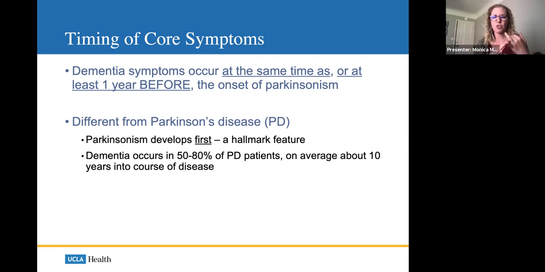So they're going to have these visual hallucinations and the sleep disturbances before the physical changes. It's more of a cognitive change before physical. If someone has Parkinson's disease, they're going to develop the physical changes first. And then maybe later, as it says, 50 to 80% of Parkinson's patients go on to develop some form of a dementia, but that would be later into the disease.